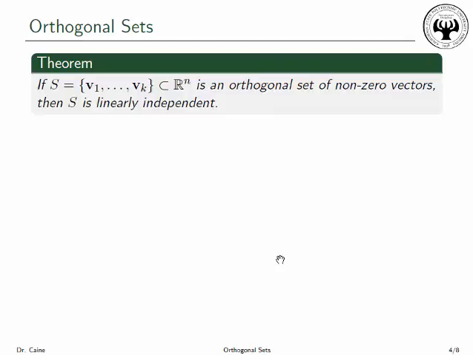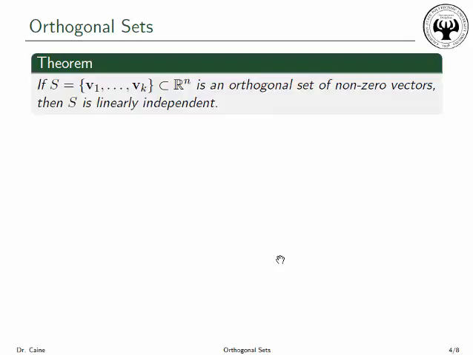So the first theorem that's important for us to study is that if you have an orthogonal set of vectors, all of which are not the 0 vector, then that set is linearly independent. So this gives you a kind of quick way to generate a linearly independent set if you can find a family of orthogonal vectors. Let's go ahead and see the proof of this theorem.